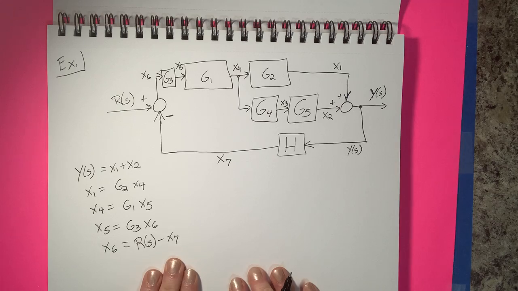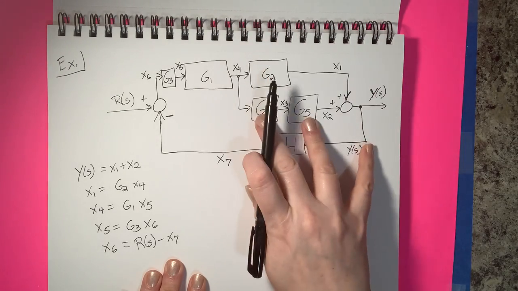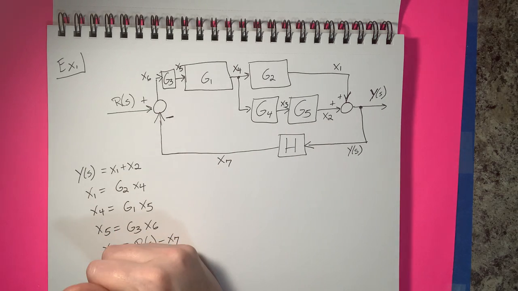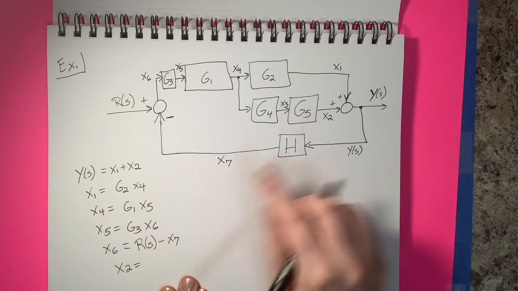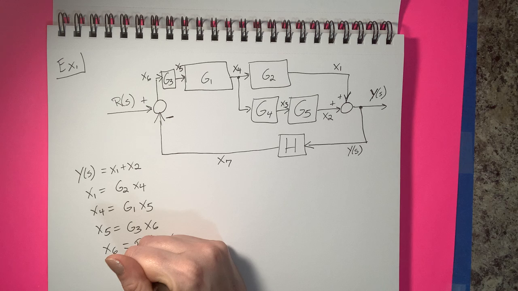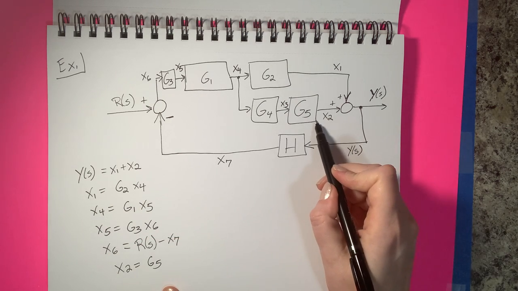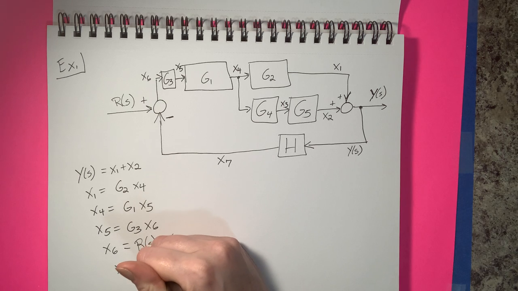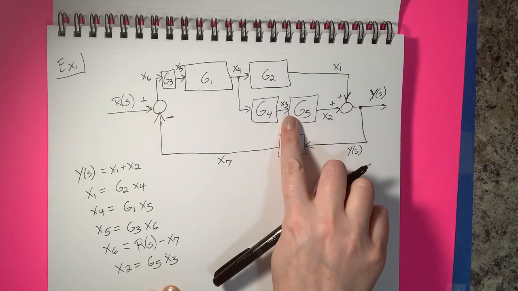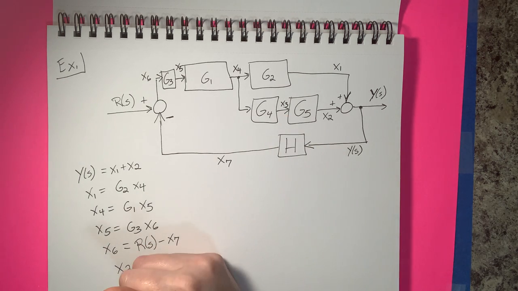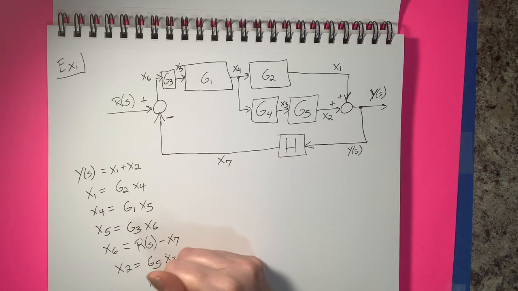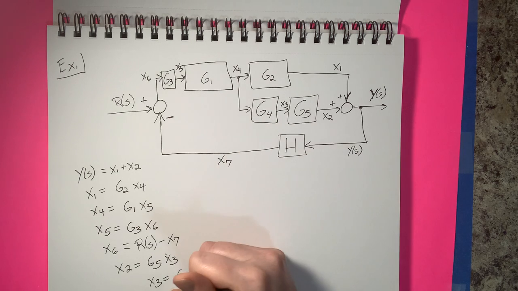Okay. All right, so let's come down to the second row here. We'll come back to X7. All right, so X2. X2 is G5, and that operates on this input, X3. X3, then, is the output of G4, which operates on this input, X4.